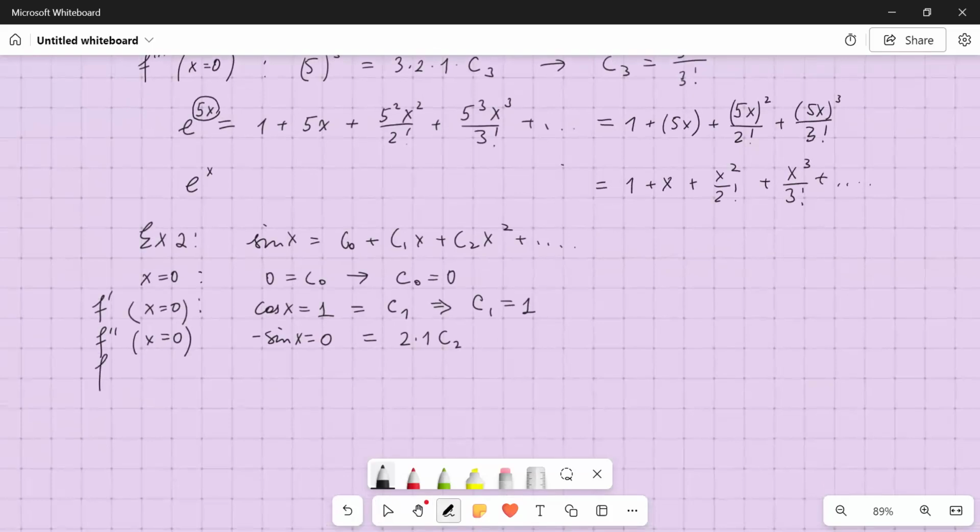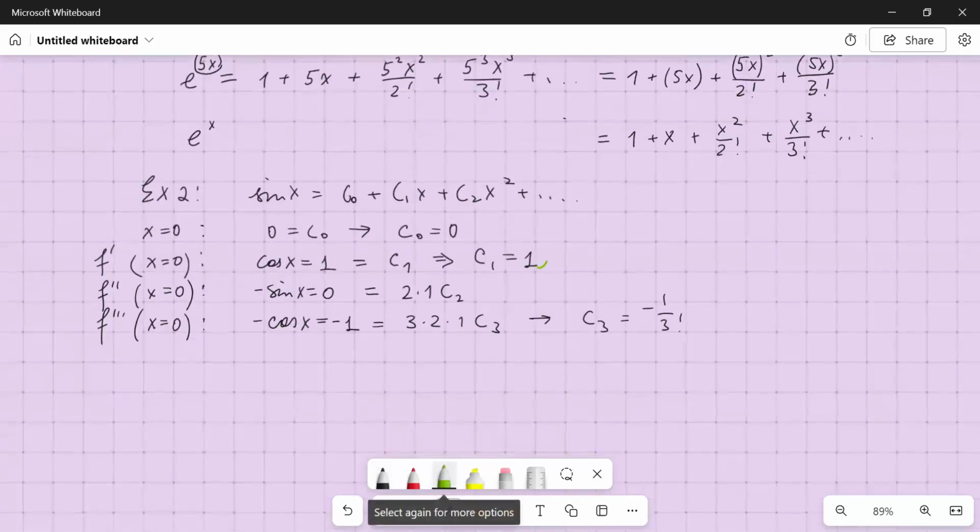Just differentiation. Well, the third derivative is 0 minus sine. If I differentiate minus sine, I'm going to get minus cosine of x. And that's going to be equal to minus 1, right? If I plug in 0 here. Remember, cosine of 0 is not equal to 0. It equals 1. But because we do have minus in front, we're going to have 3 by 2 by 1 c3, from where c3 is going to be minus 1 over 3 factorial. So far, guys, we just have two numerical terms. This one means c2 equals 0 just because it was 0.